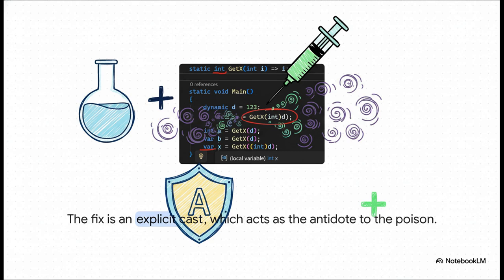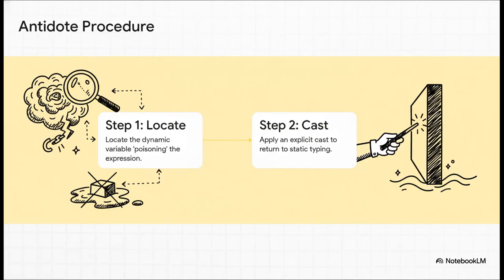Look at this code. By casting our dynamic variable d back to an int before we pass it to the function, we completely remove the poison from the equation. And you can see the new variable x is now correctly inferred as an int. Problem solved. So the whole procedure is just 2 easy steps.